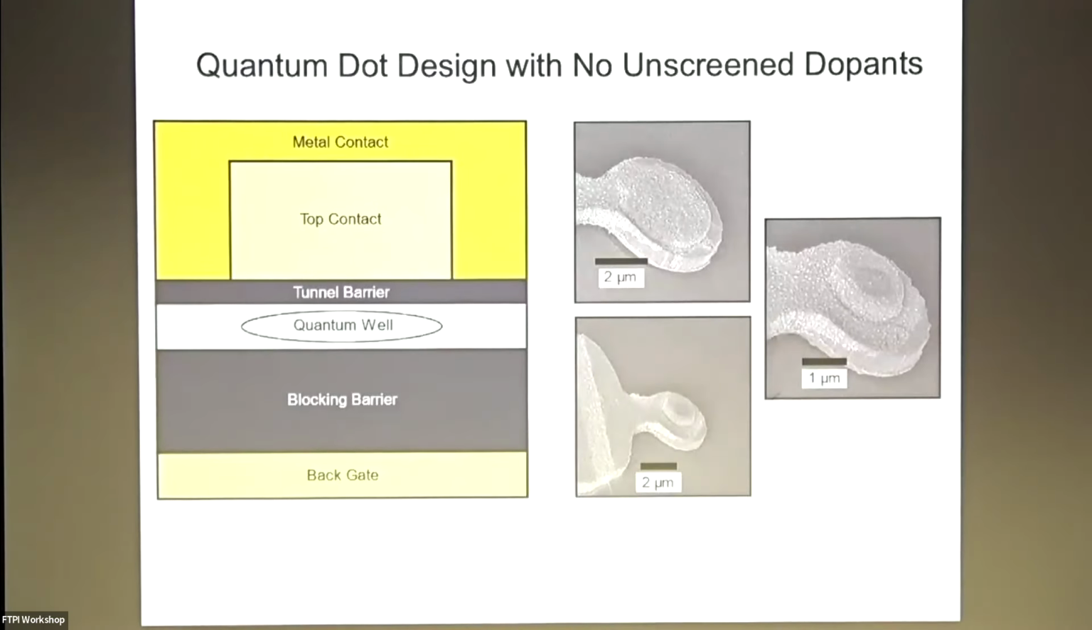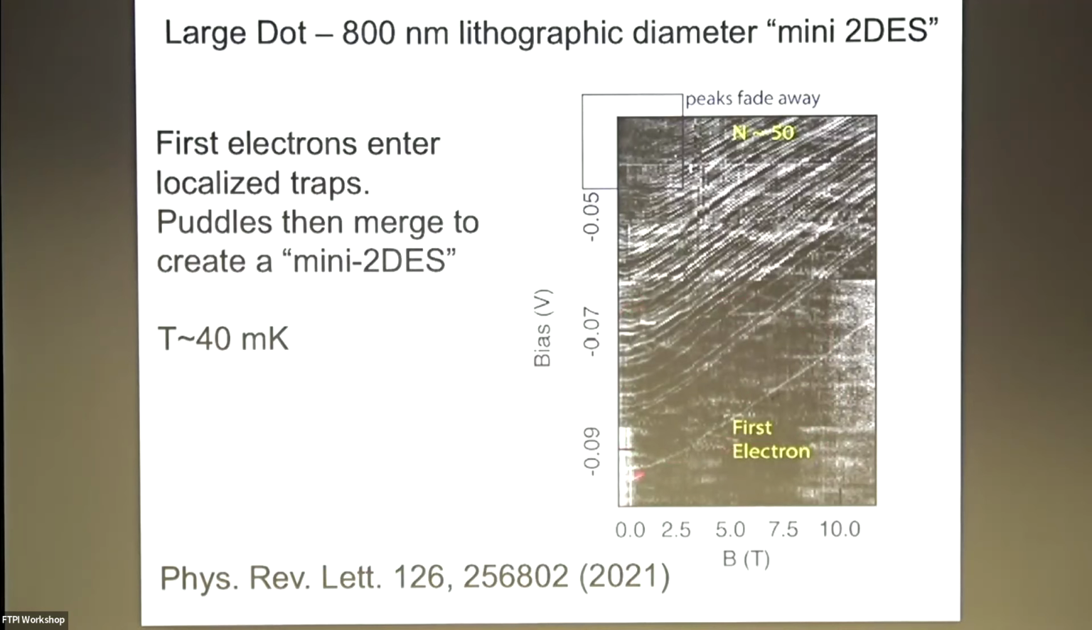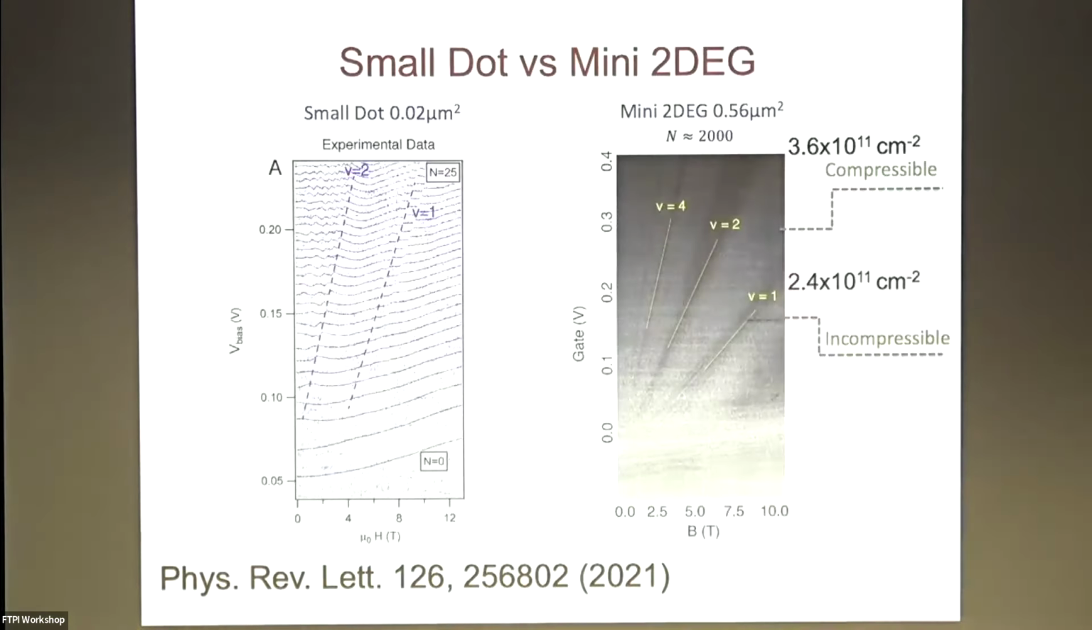So these are with no unscreened dopants, and you can start from the first electron here, and this is in a large dot, so big like the other ones. And again, you'll see the first electrons going into traps, and then eventually the thing becomes a blob of metal, and the peak spacings are very close together, and you're not resolving them here.